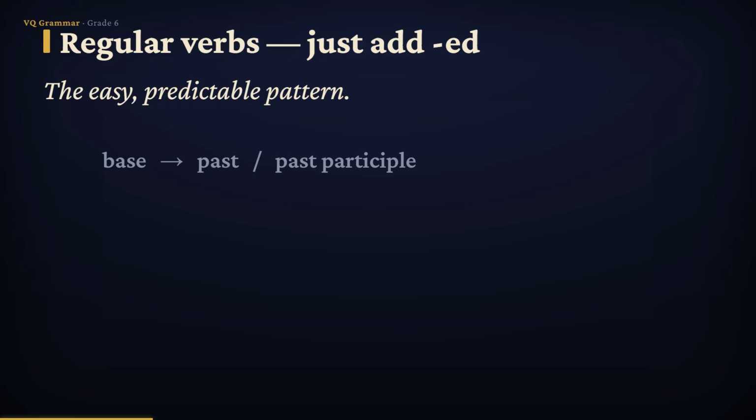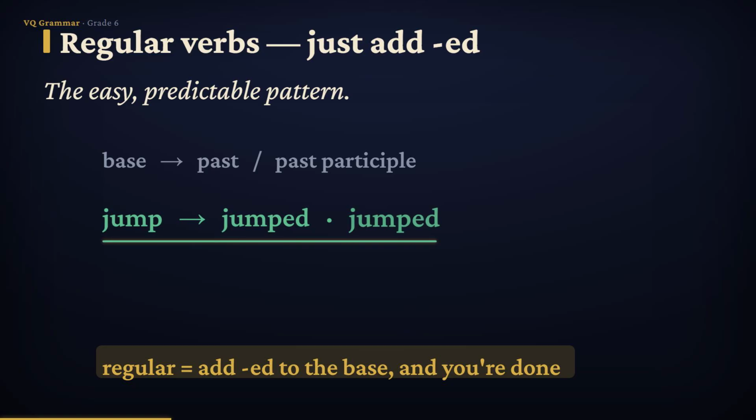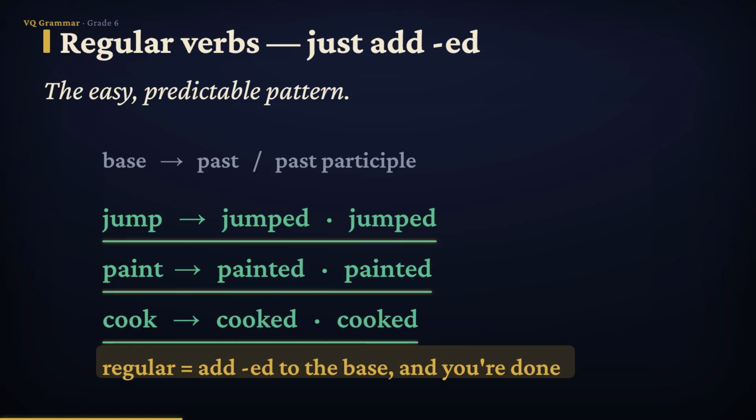So how do we make the past forms? For most verbs, it's wonderfully simple. Regular verbs form their past and their past participle by adding ed to the base. Watch. Jump becomes jumped and jumped. Paint becomes painted and painted. Cook becomes cooked and cooked. See the pattern? For a regular verb, both the past form and the past participle look exactly the same, and both just end in ed. If you can add ed, you can spell a regular verb in the past.